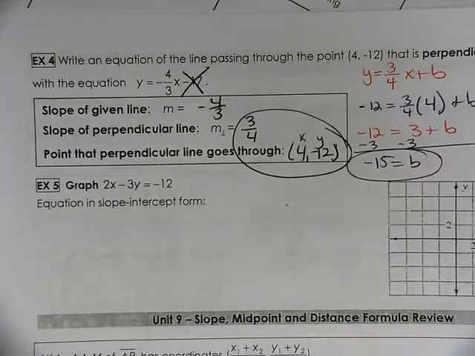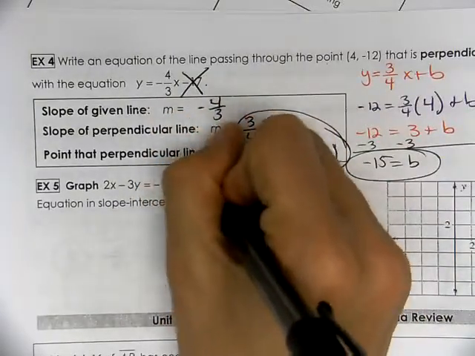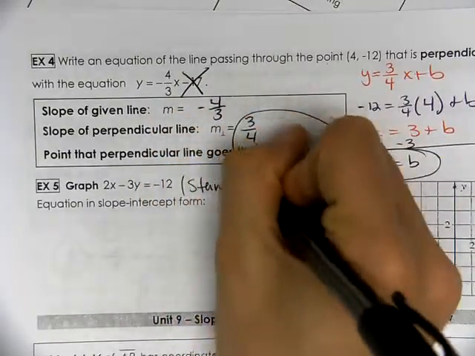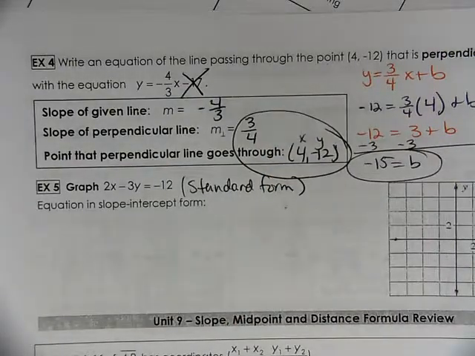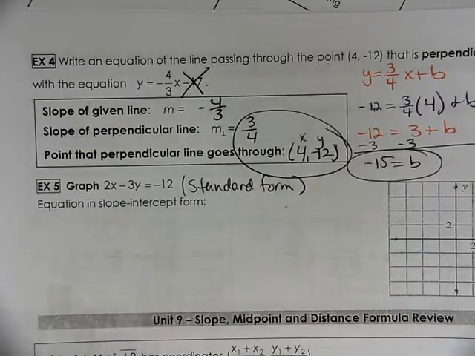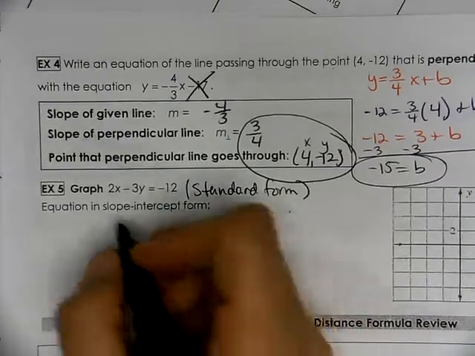Okay, the last one is, if you guys don't remember, this is standard form for a line, going to slope-intercept form. Somebody said in second hour this was on the PSAT? No. Okay, so rewrite the equation first.